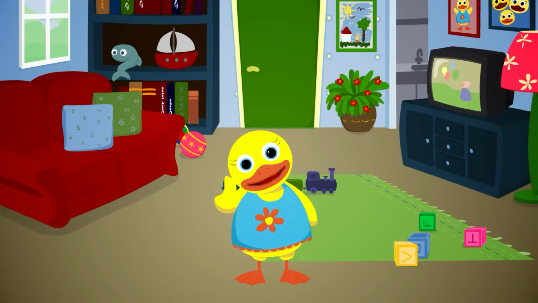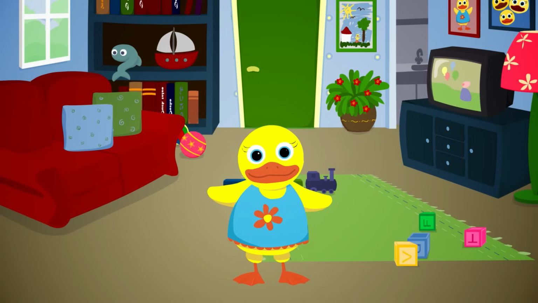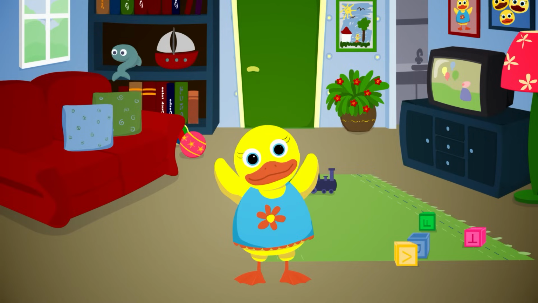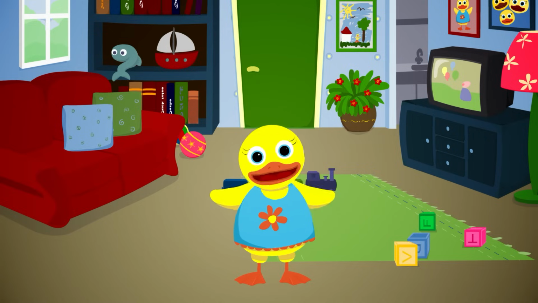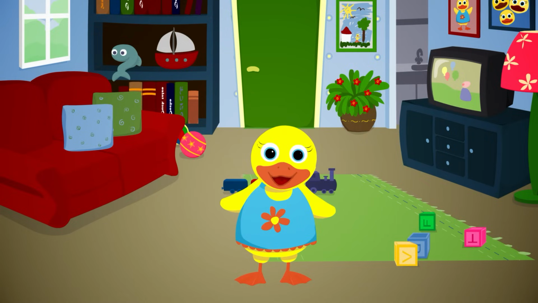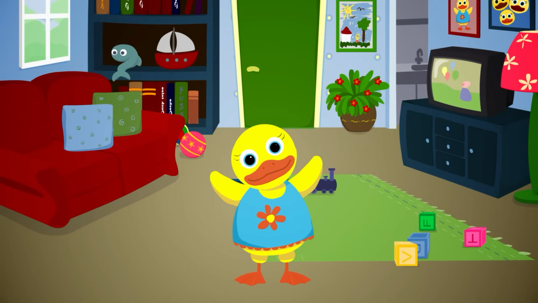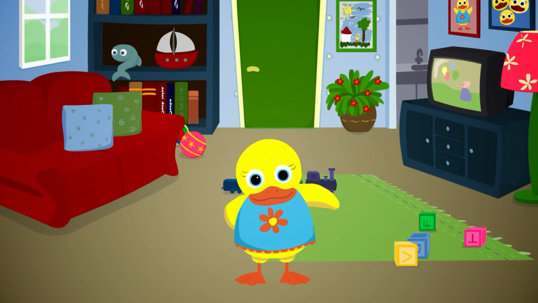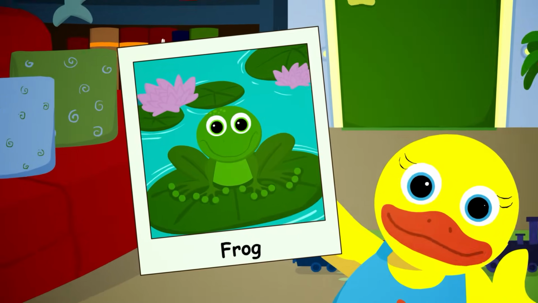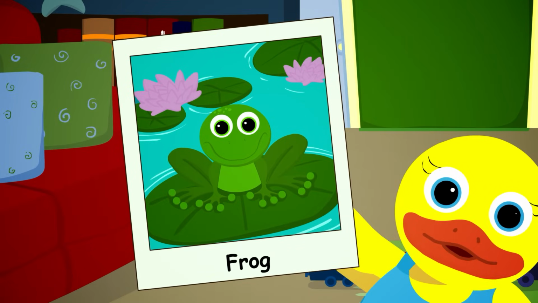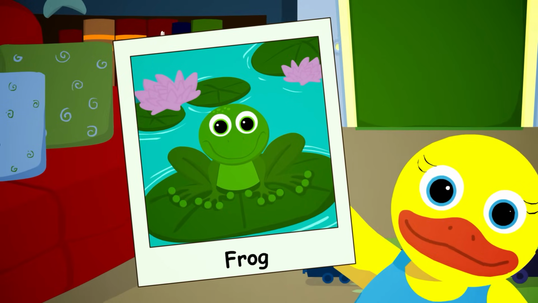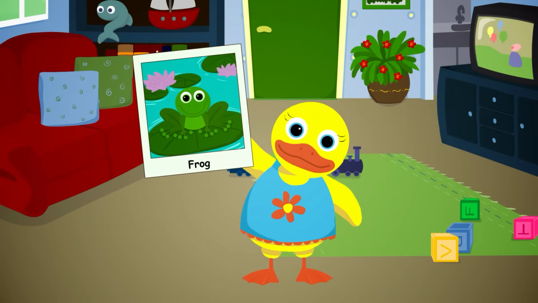What animal sounds like that? That sounds like an animal that lives in a pond. Hey! I know an animal that says ribbit and lives in a pond. A frog! Frogs love to say ribbit. It must be my friend Freddy the Frog at the door.